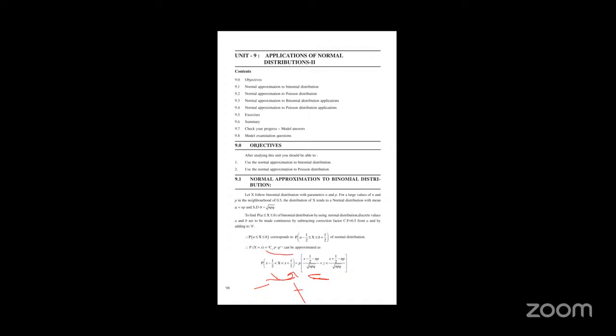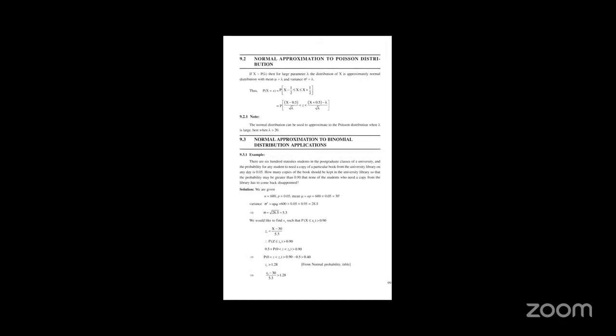So we have a formula, right? What formula do we have? The standard variable, x minus mu divided by the standard deviation. We use that formula in these places. We are using the normal variate.